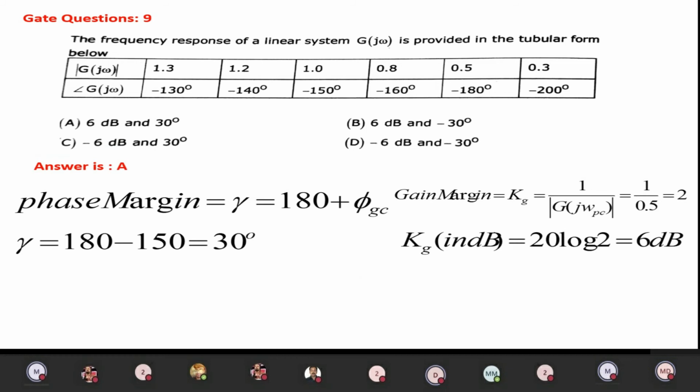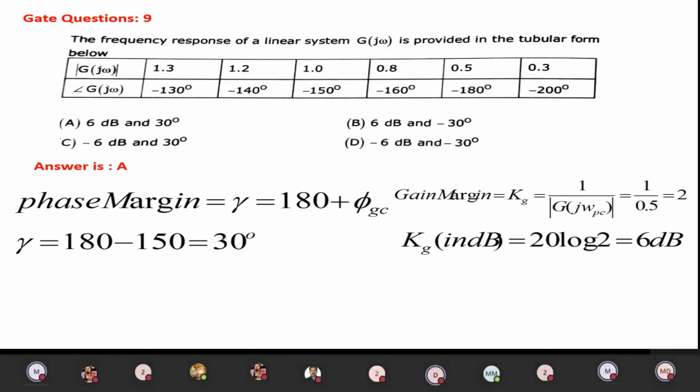Then we can go for the next problem, a GATE question. The frequency response of a linear system is given in tabulated form. Here we have to determine the gain margin and phase margin. Always remember, at minus 180 the magnitude will be g of j omega. So 0.5 will be your g of j omega pc. Therefore kg is equal to 1 divided by g of j omega pc, which is 1 divided by 0.5, equal to 2. Taking 20 log of 2 is equal to 6 dB. So 6 dB will be the gain margin.